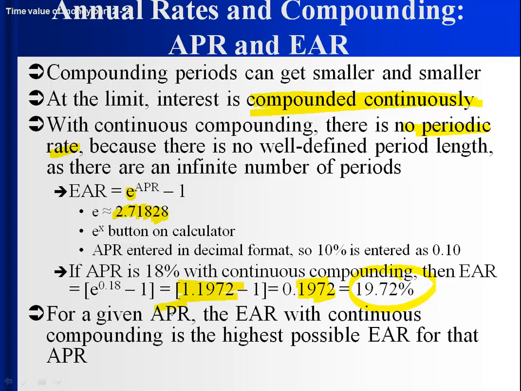For a given APR, the highest EAR you can get is the one with continuous compounding. The lowest is annual compounding, assuming annual is the least frequent you can get. And then the more often you compound, the higher the EAR goes, and therefore the highest possible EAR you can get for a given APR is with continuous compounding.